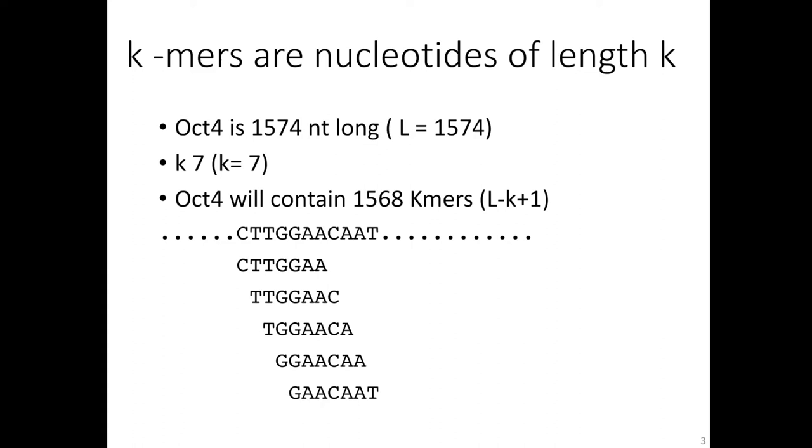And let's say you have a gene. Now I'm just mentioning one of my favorite genes, OCT4. That one is 1,574 nucleotides long. And if you have a k-mer of length 7, and this is the entire long sequence, you have this subsequence of that one. This part will be divided into k-mers of 7. So it will be 1 k-mer, 2, 3, 4, 5.